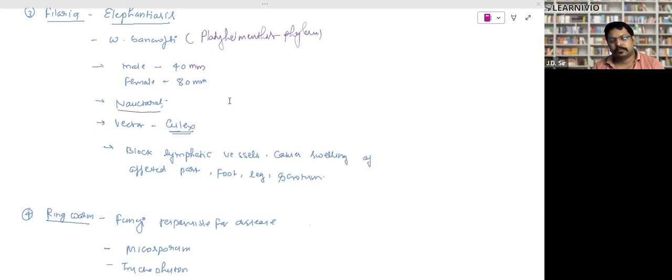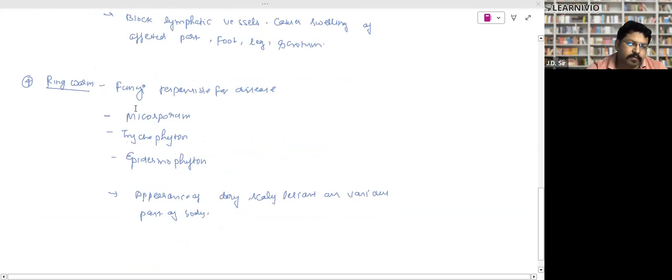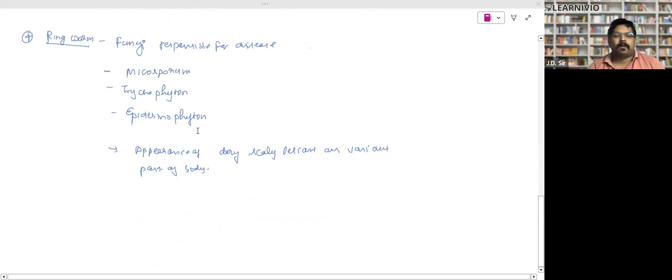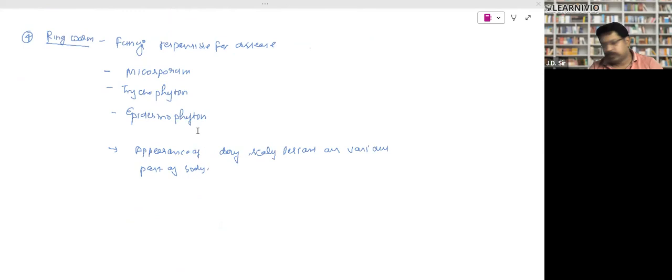Yes, sir. Next is ringworm. It's a very common disease. It is fungi which are responsible for ringworm. There are three genera, that is Microsporum, Trichophyton, and Epidermophyton. They are responsible for ringworm, and the appearance of scaly lesions on various parts of the body is the characteristic feature of ringworm. Clear?